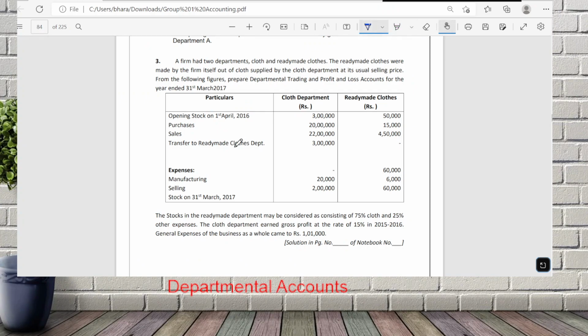Okay, the question is clear. Manufacturing expenses 0 and 60,000, selling expenses 20,000 and 6,000, stock of 2 lakhs and 60,000, like that you consider.